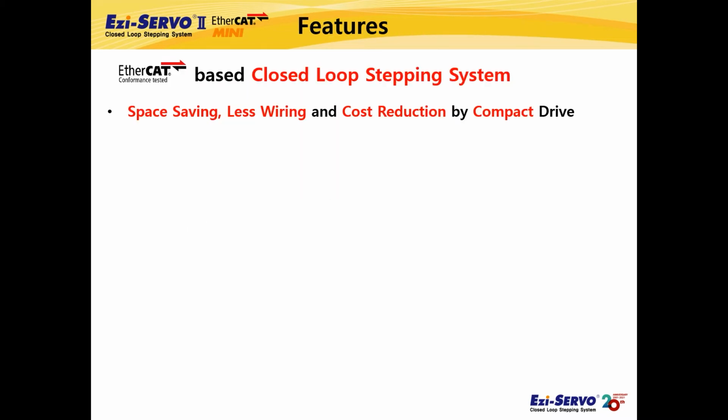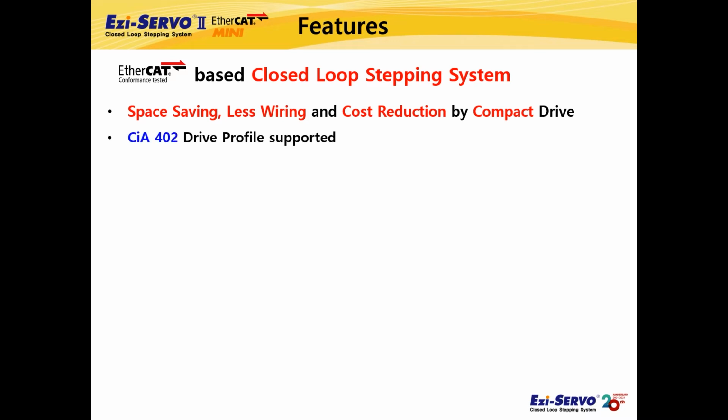Also, Ezi-SERVO II EtherCAT Mini's compact size allows direct installation on the robot. So, wiring can be reduced. Thus, you can save space and the wiring would be simple. Space saving and less wiring can reduce cost. Actual examples will be explained later.